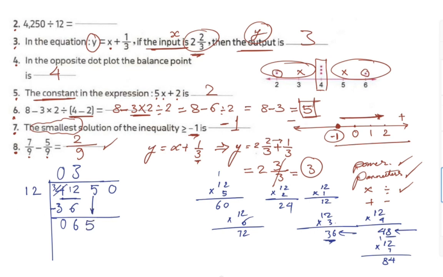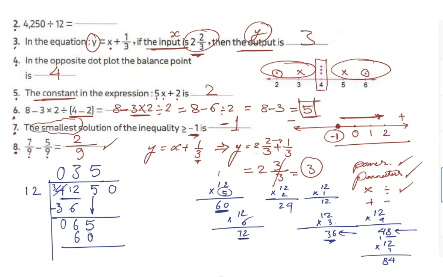I will drop this 5. Now I have 65. We have here 60 is the closest number to 65. The next one will be what? 12 by 6 equals 72. No, 72 is greater than 65. So I will use 60 and I will write 5 above the 5 here. So 5 by 12 equals 60.